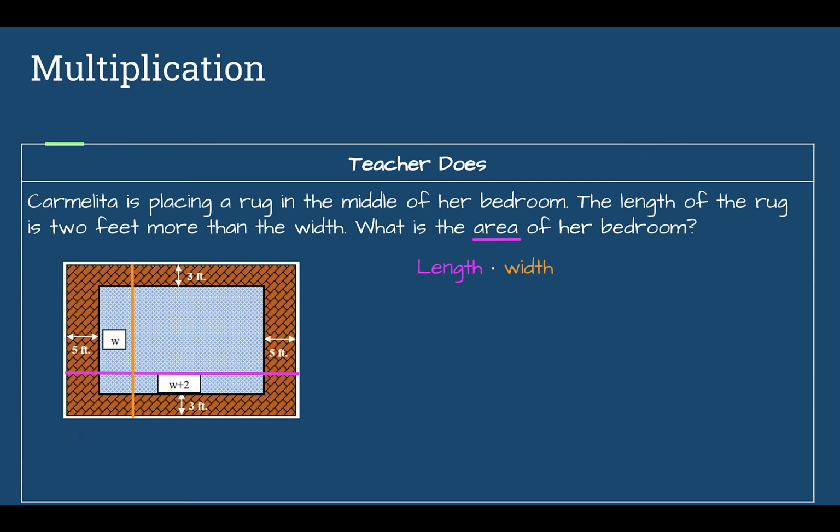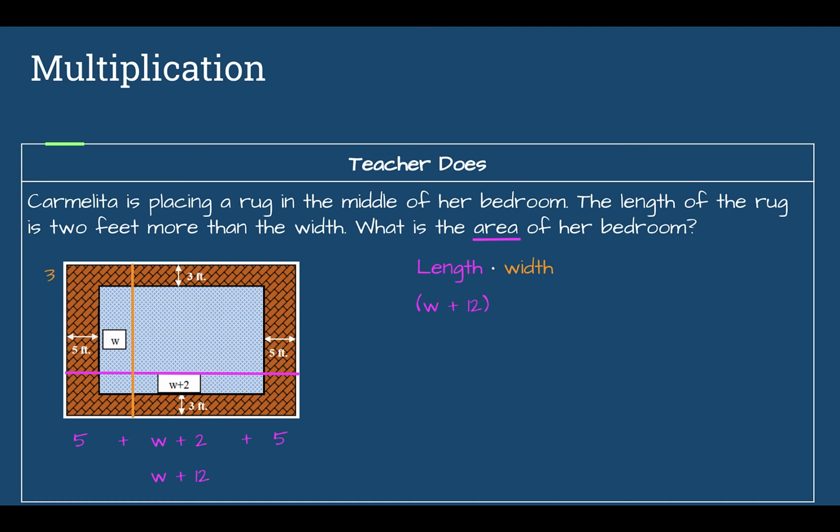So to figure out those, let's start with the length. On the left side, we have 5 feet without the rug. That's still part of the length of the room. Then we have W plus 2 because it's the width plus 2 more feet. That is how wide the rug is there. On the other side, we also have another 5 feet. Altogether, the length of the room would be W plus 12. I just combined like terms to simplify it down. So I'm going to write W plus 12.